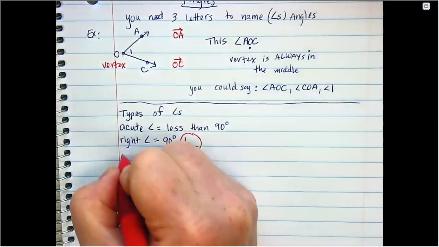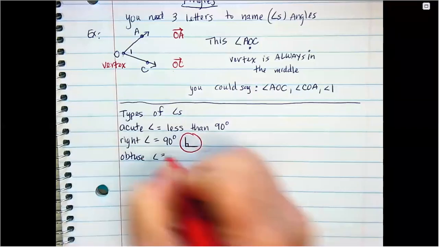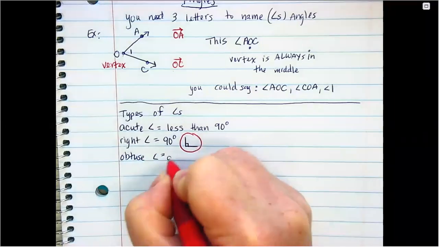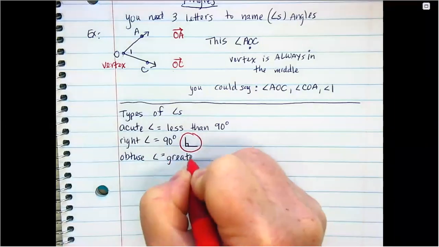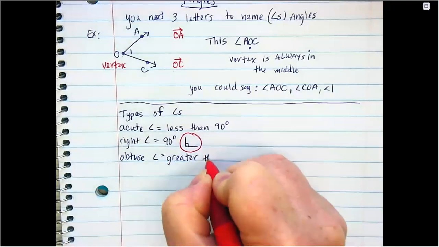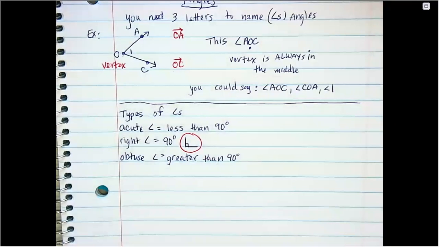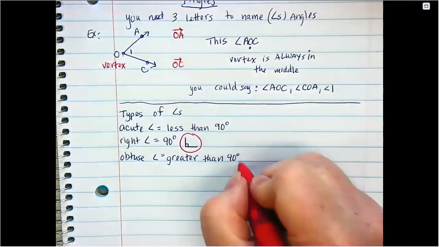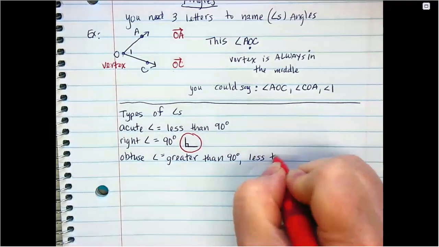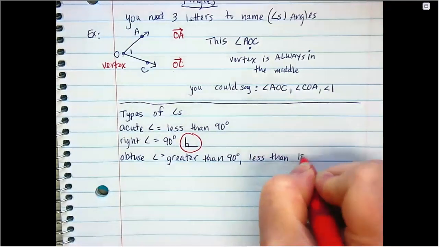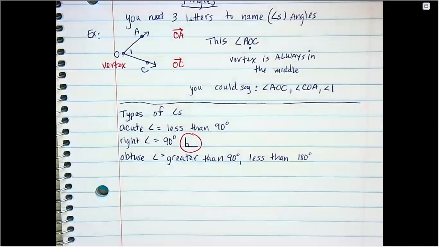So an obtuse angle is going to be, and most of my students know that it's greater than 90 degrees, but there's also a catch to that. An obtuse angle has to be less than 180 degrees. So we're talking somewhere between 90.1 to 179.9999 degrees. That's an obtuse angle.